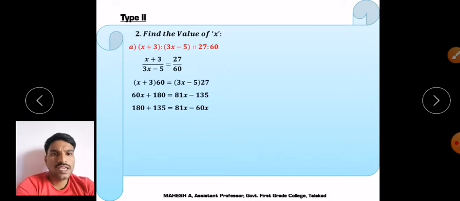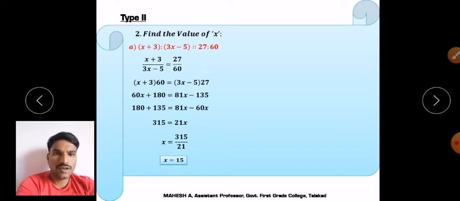Why we are doing this is, you have to take all the x terms to one side and all the numbers to one side. So 180 minus 135, if it comes to the left side of the equation, it becomes plus 135. 81x, here it is plus, and when it comes to this side, it becomes minus. So 81x minus 60x. 180 plus 135, it is 315 is equal to 81 minus 60, it is 21x. Therefore, x is equal to 315 divided by 21, so that your x will be 15. The answer for your x is 15.